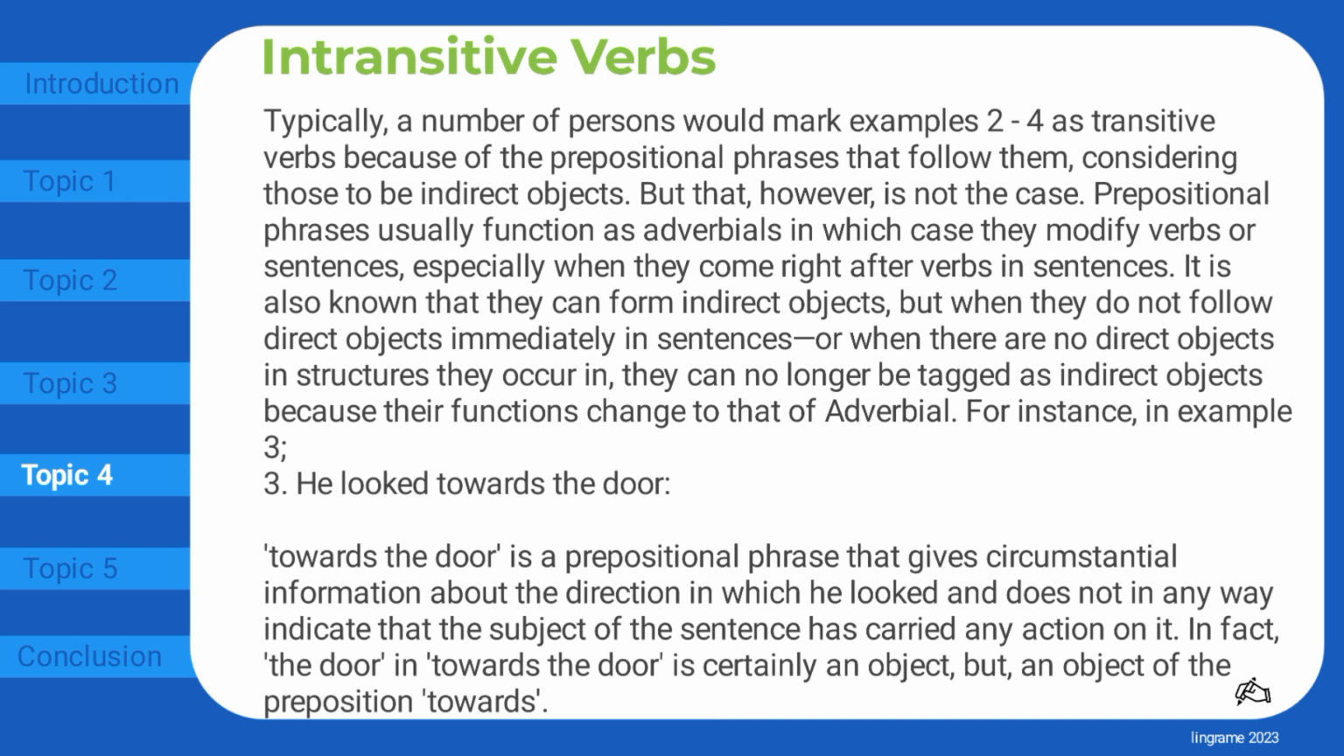For instance, in example 3, he looked towards the door. Towards the door is a prepositional phrase that gives circumstantial information about the direction in which he looked and does not in any way indicate that the subject of the sentence has carried any action on it. In fact, the door in towards the door is certainly an object, but an object of the preposition towards.